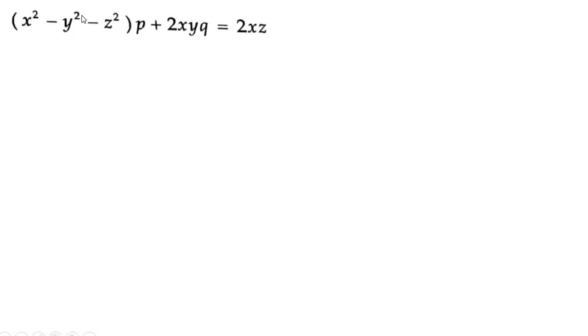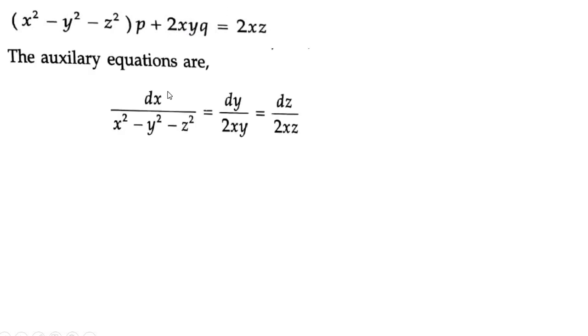Next one, x square minus y square minus z square. So this is capital P, plus 2xy, this is capital Q, equal to 2xz. So this is capital R. So write its auxiliary equation. Okay, so after writing its auxiliary equation, I'll compare the second and third term, because when you consider the second and third term, you have an equal sign and 2x will get cancelled on both the sides, right? 2x will get cancelled and you get dy as a function of y and dz as a function of z.